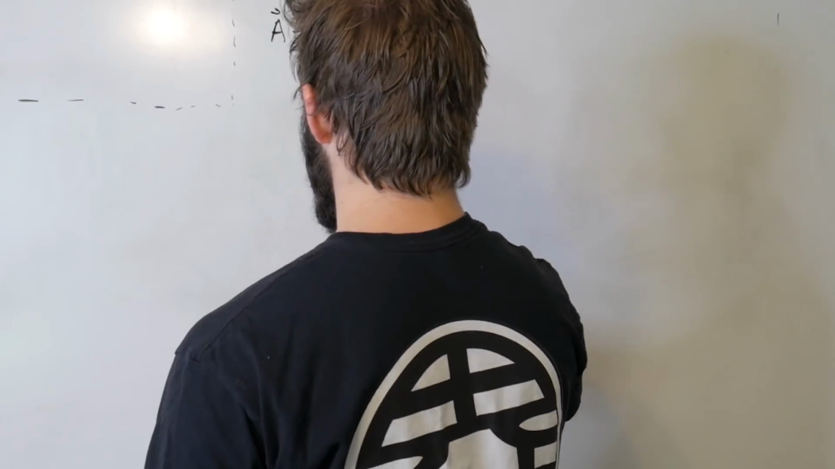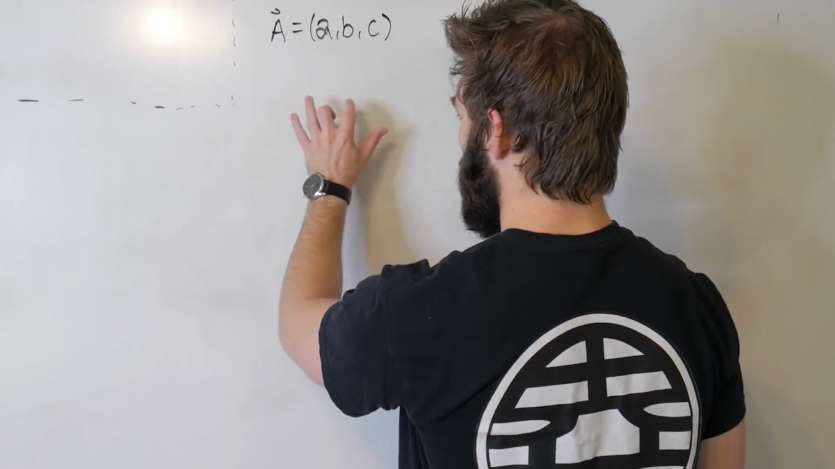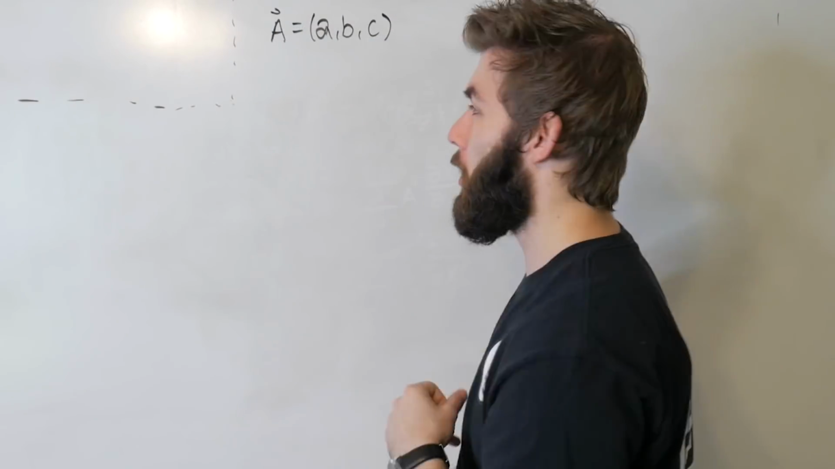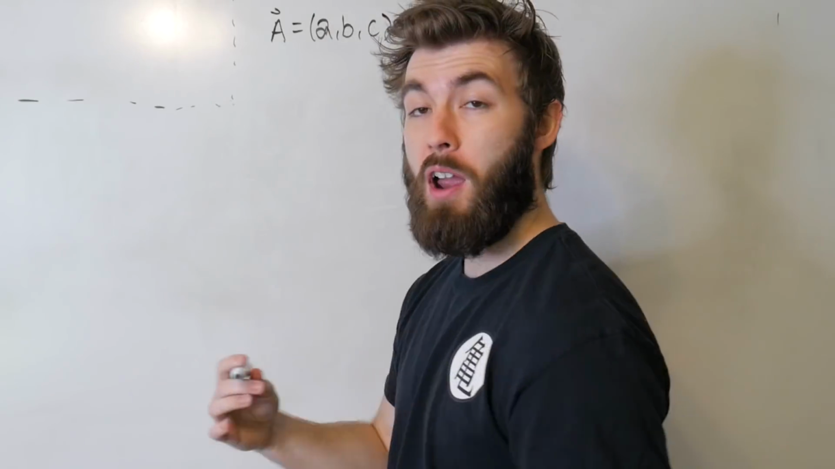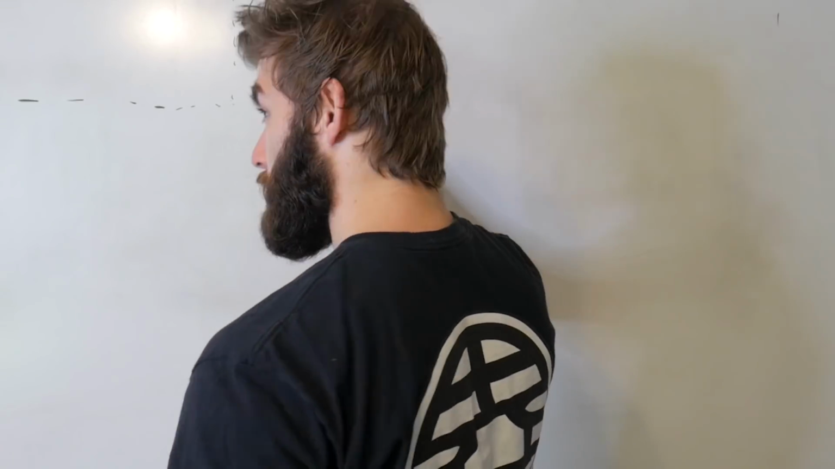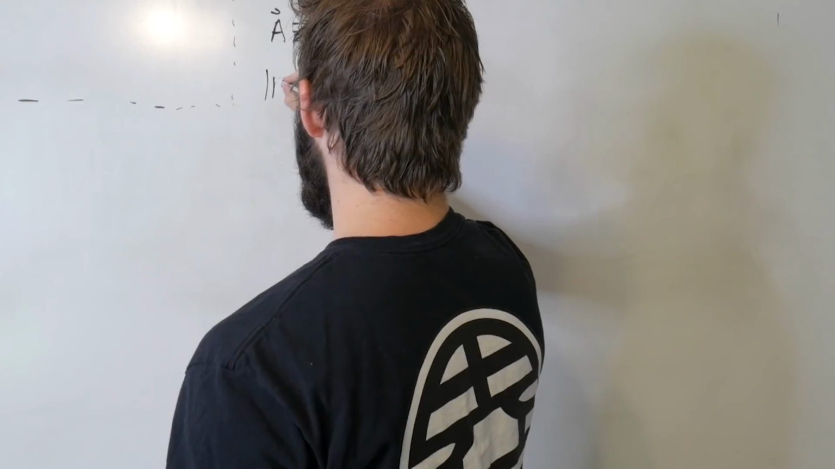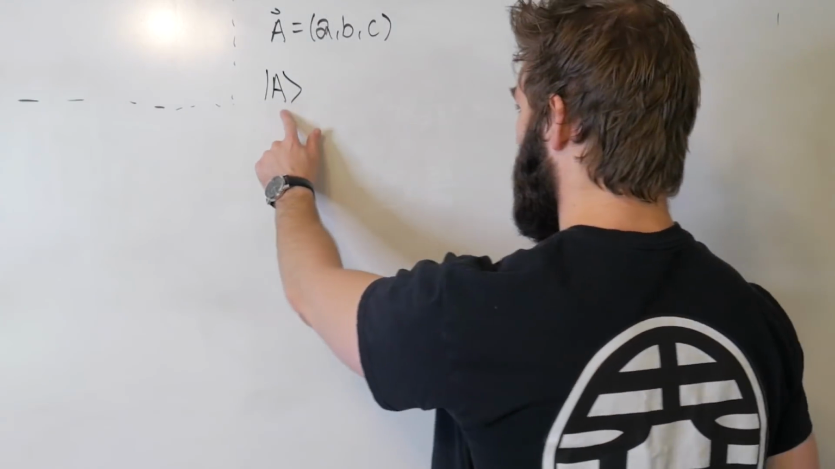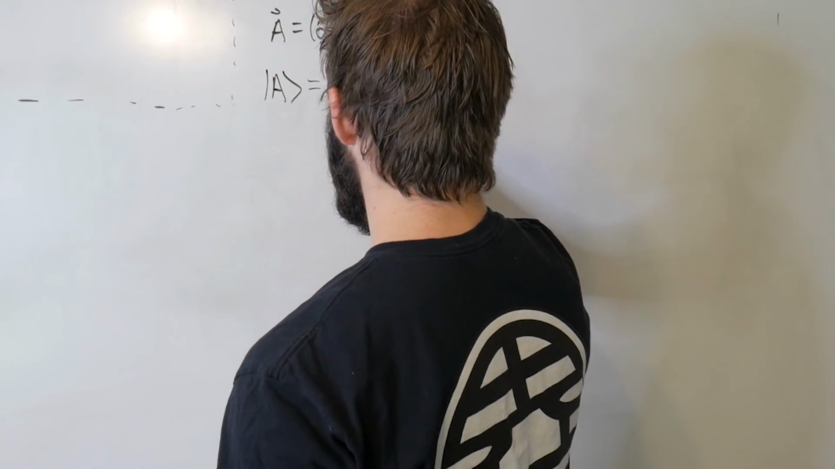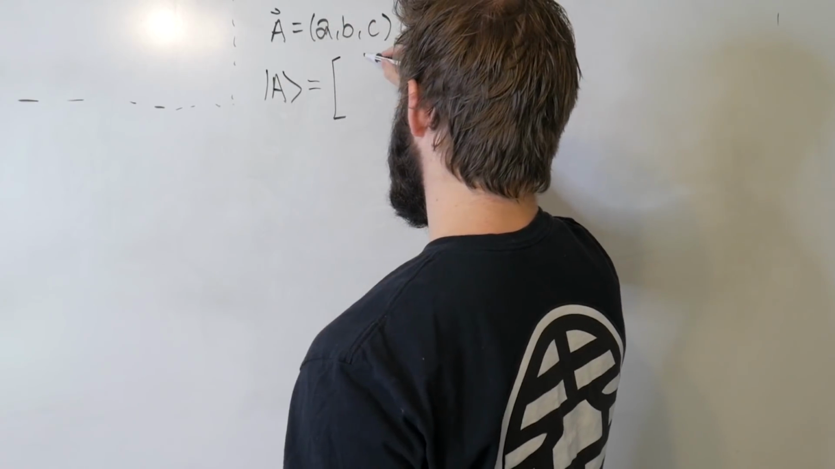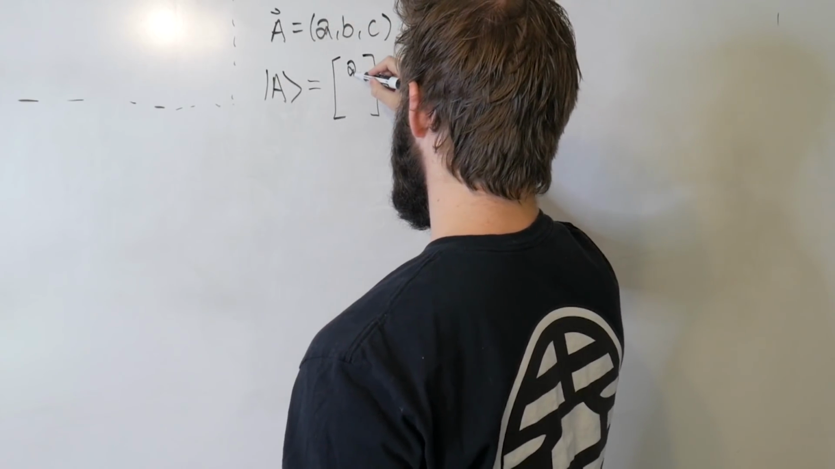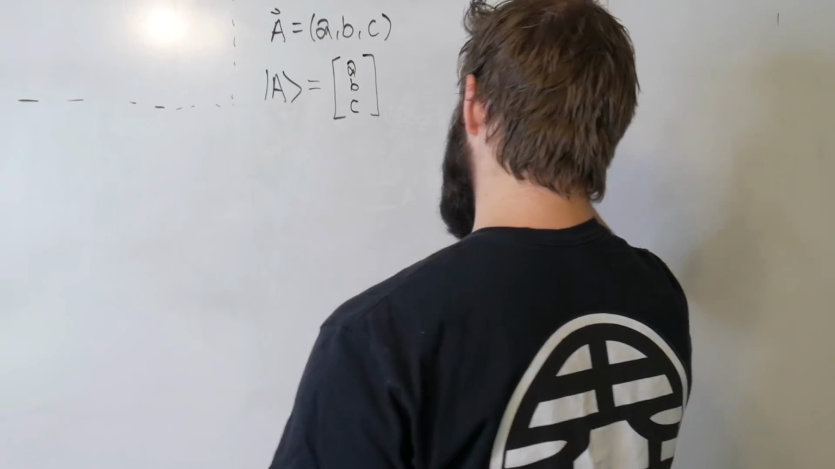But what you can also do, and this was really made popular by the physicist Paul Dirac, is we're going to learn how to use Dirac's notation. Dirac's notation, okay. And what we say is that this little ket vector is represented by a column matrix of A, B, and C.